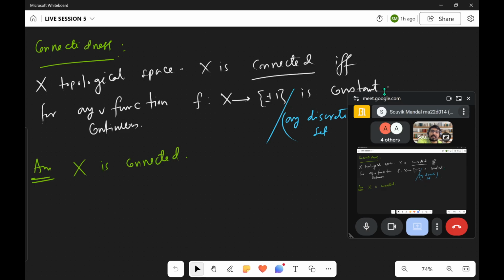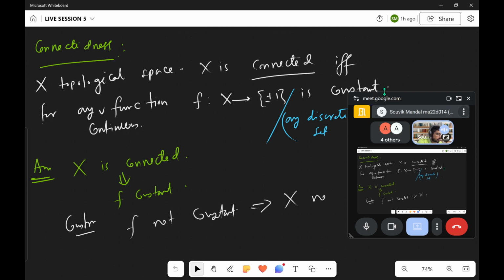Let's say we prove that x connected implies f constant. So we take the contrapositive. Its contrapositive is that if f is not constant, then x is not connected. So you want to show that x connected implies f constant, right? The contrapositive statement will be that f not constant implies x not connected.